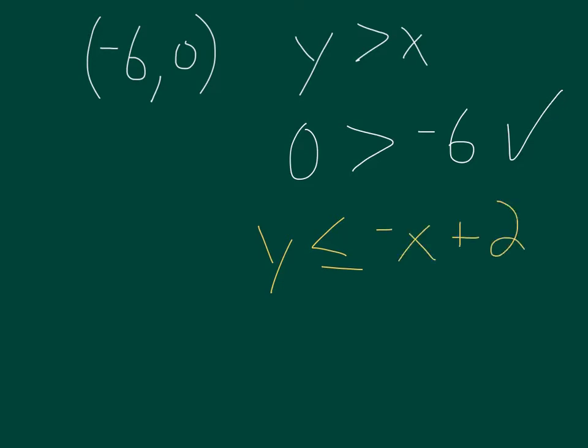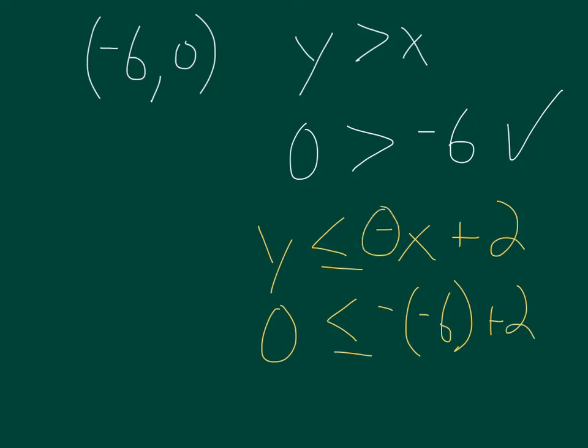Plug those values in: 0, because that's our y value, is less than or equal to negative, and in this case it was negative 6 plus 2. Now again, this might get confusing. You need to remember that this negative sign is independent of whatever negative sign may be with our x value. So we have negative 6, which is actually like positive 6. 0 is less than or equal to, what is positive 6 plus 2? 8. Is 0 less than 8?